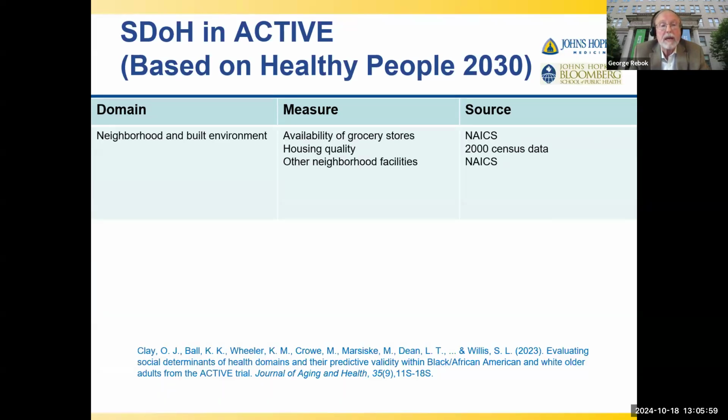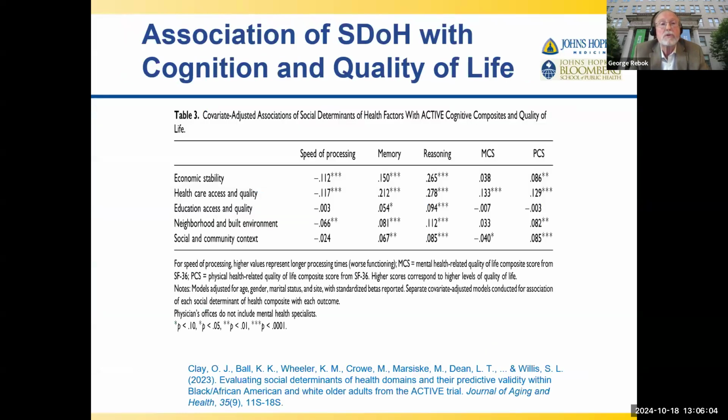And here you see the measures and the domains of the social determinants of health that we used. Here you see the association of social determinants of health with the ACTIVE cognitive composites, and this was speed of processing, memory, and reasoning, as well as mental health-related quality of life and physical health-related quality of life from the SF-36. And you see here in the slide that across all 5 of these domains, there were significant covariate-adjusted associations with the 3 cognitive composites and the quality of life. Most notably, for healthcare access and quality, there were significant associations across all 5 measures. And the strongest associations were with reasoning, for health, economic stability, and healthcare access and quality.